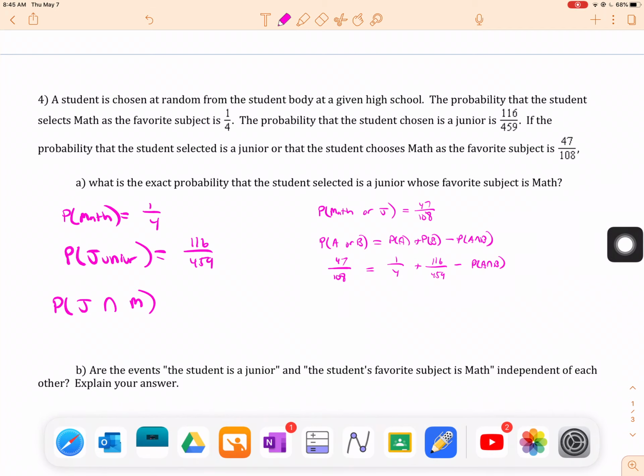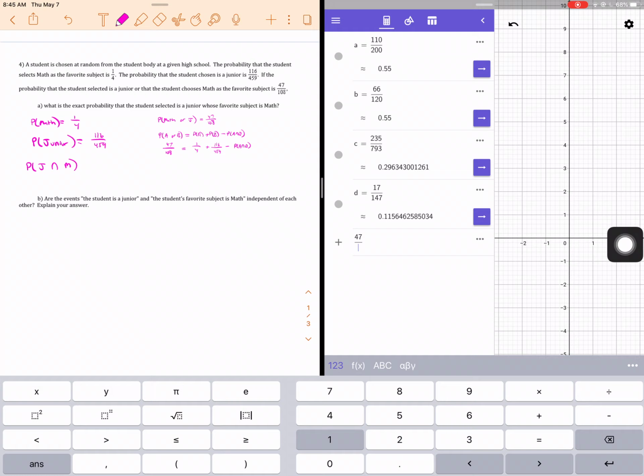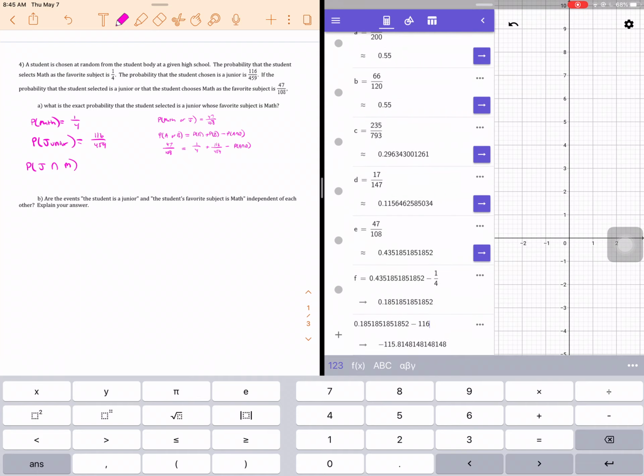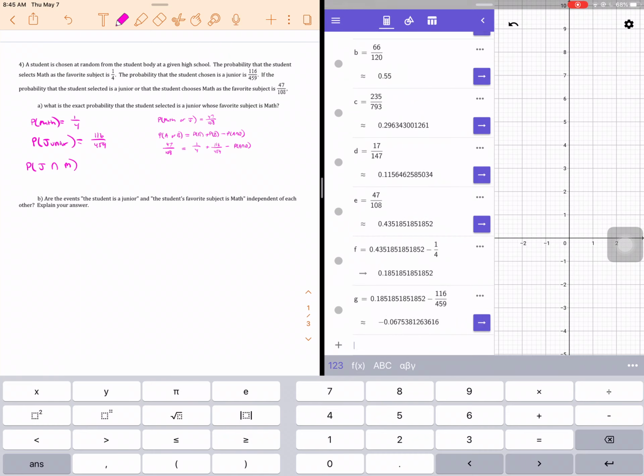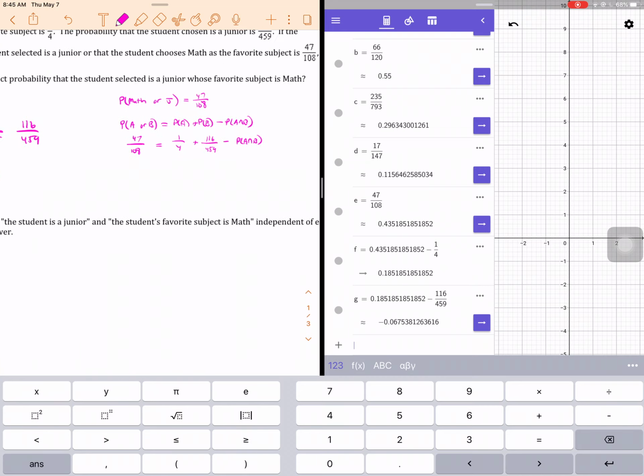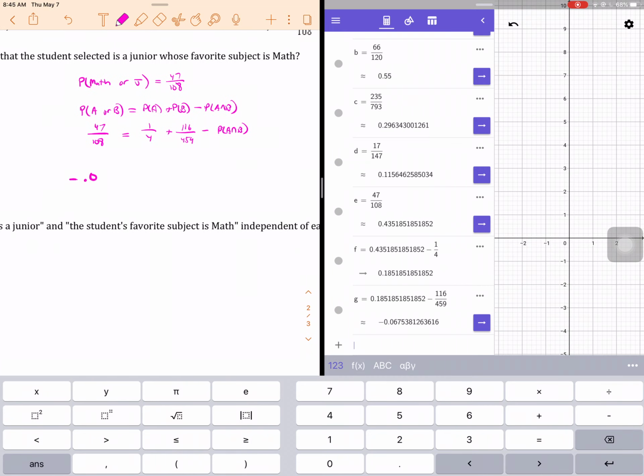It takes a little bit of calculator work, but that's fine. So I'm going to do 47 over 108. Okay, and then I'm going to take that, and take answer minus 1/4. Answer minus 1/16 over 459. That's weird. Give me a decimal. And there you go. So you're going to get negative 0.0675 equals negative the probability of A and B. So what is the probability of A and B? 0.0675.